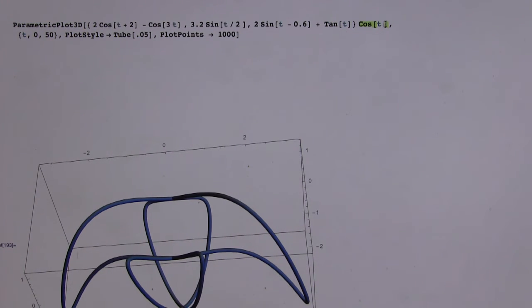Aha, so what do we have ultimately? What's the product we have there? Tan of t times cosine of t. And what is that? So it would just be sine of t. Aha. Because tan of t is sine of t over cosine of t.